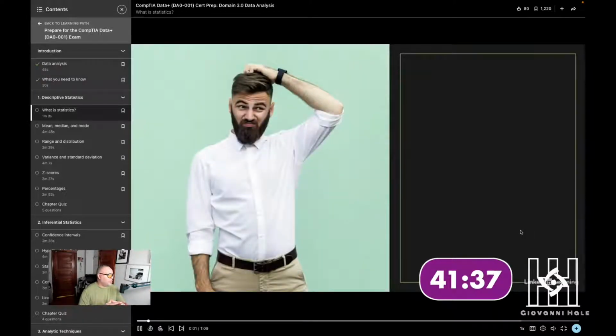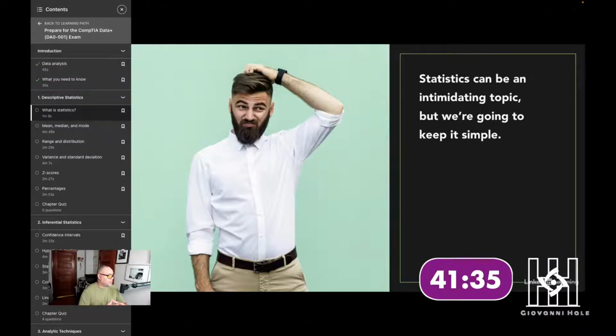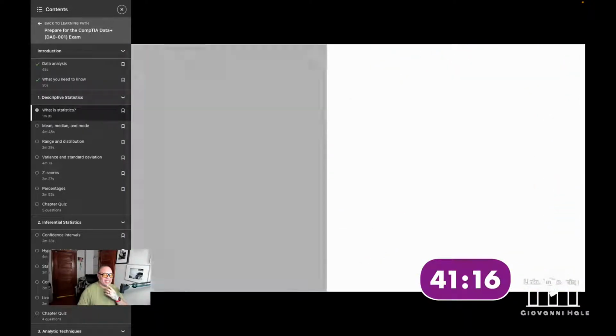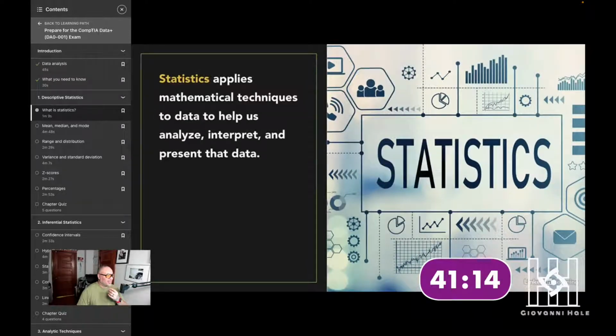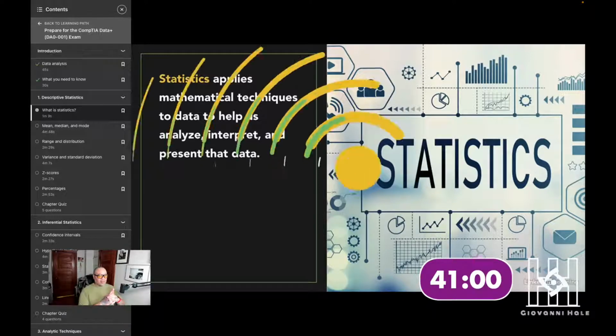In this course, we're going to spend a lot of time talking about statistics. Now, I know statistics can be intimidating, and I don't want you to worry about that. We're going to walk through each of the statistical concepts that you need to understand for the Data Plus exam and explain each of them in simple, straightforward language so that you have all of the knowledge that you need to pass the test. Let's start with the very basics. What is statistics anyway? Well, statistics is the practice of applying math techniques to our data in a way that helps us analyze, interpret, and present that data to our audience. The field of statistics has 2 branches.